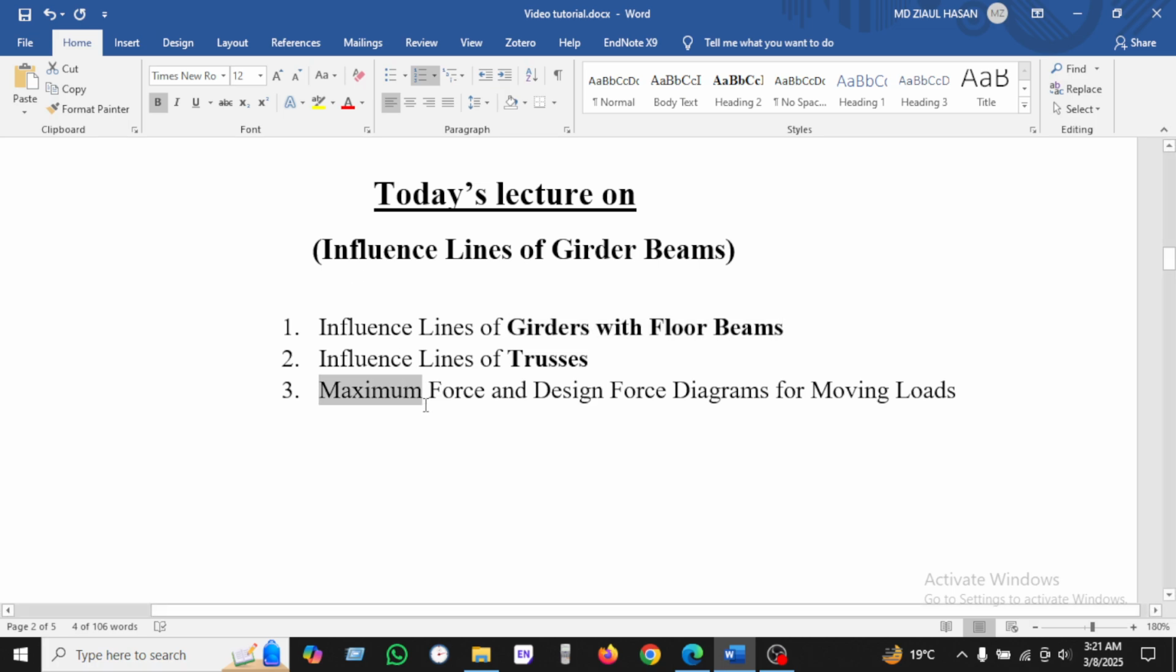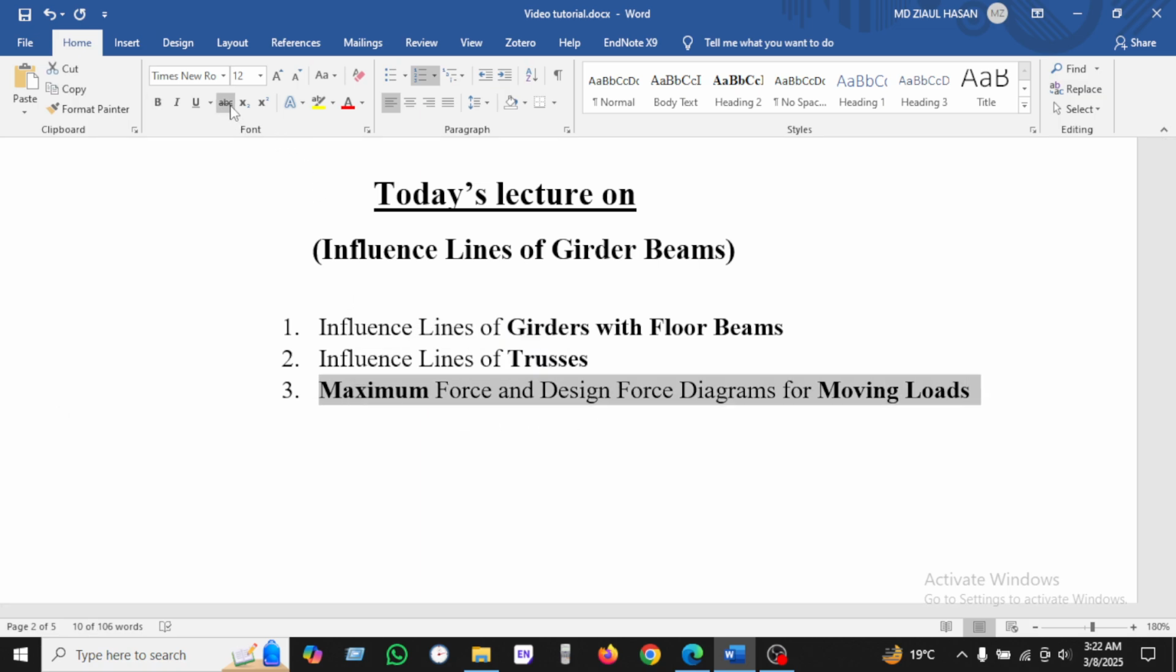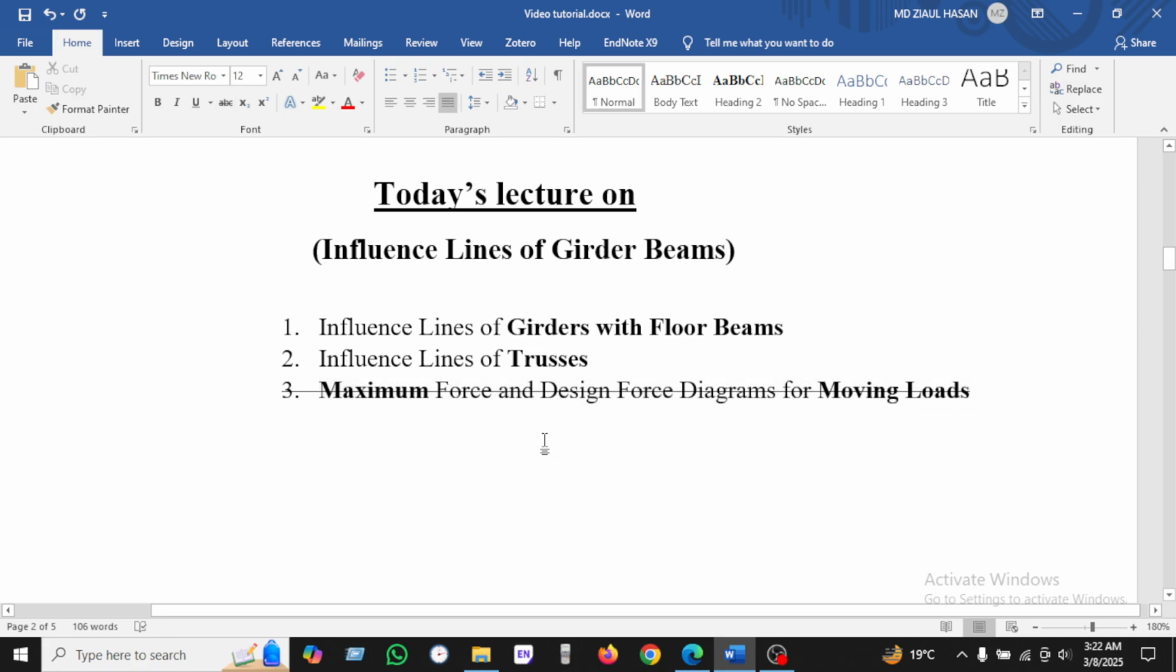Force, maximum force and design force diagram for moving load. If I will not get enough time, then I will skip this. I will explain later. Okay, so let's start.